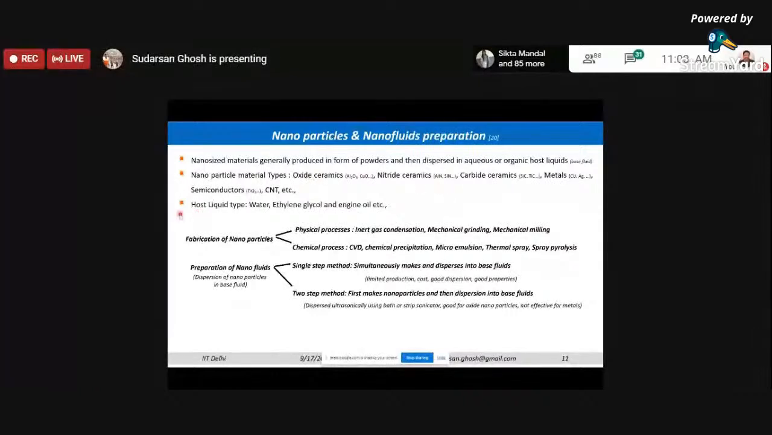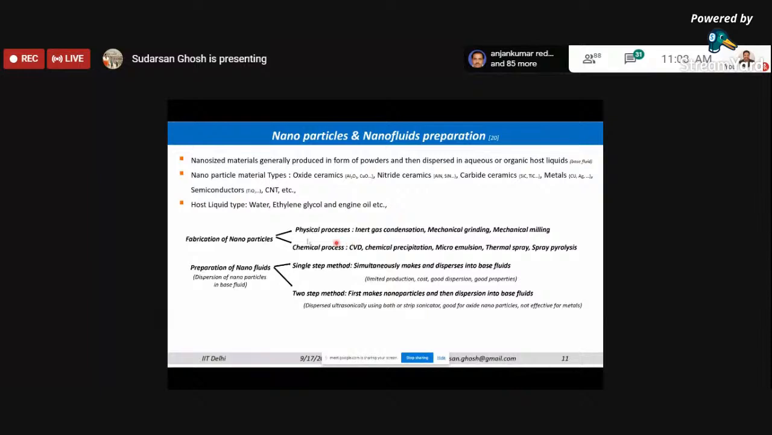Now the host liquid, that means the base fluid medium, in most of our experiments we have kept water, which is deionized water, not the normal tap water. It is deionized water, which is free from any ions. So we have used deionized water as the host liquid medium. Other than water, we could have used ethylene glycol or engine oil, but these we did not try in our lab.